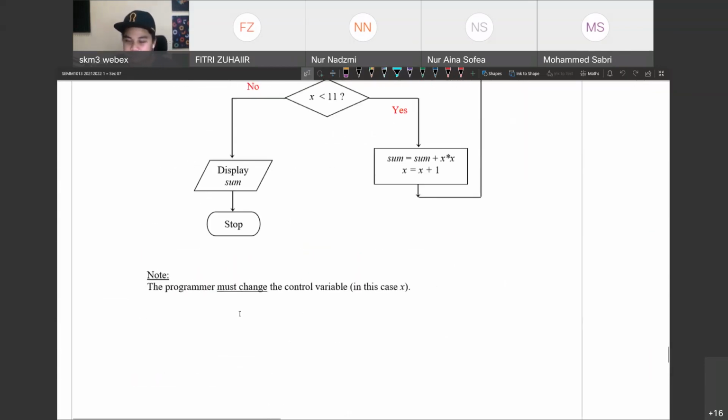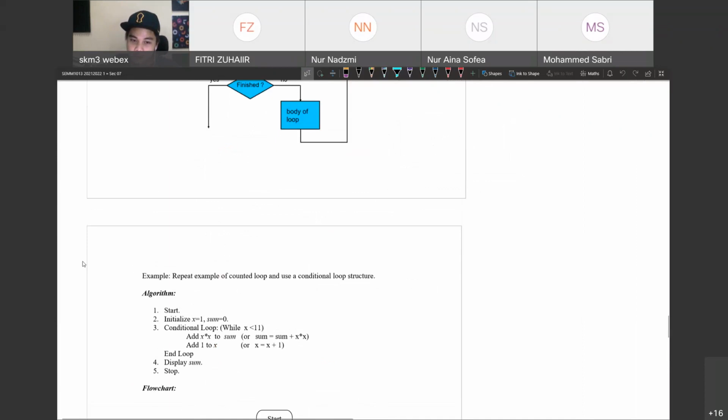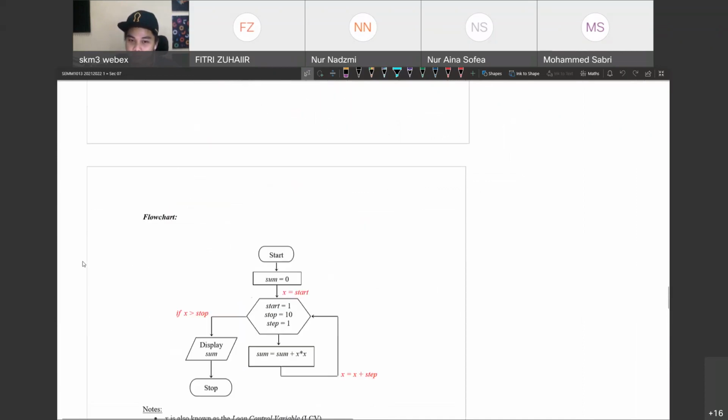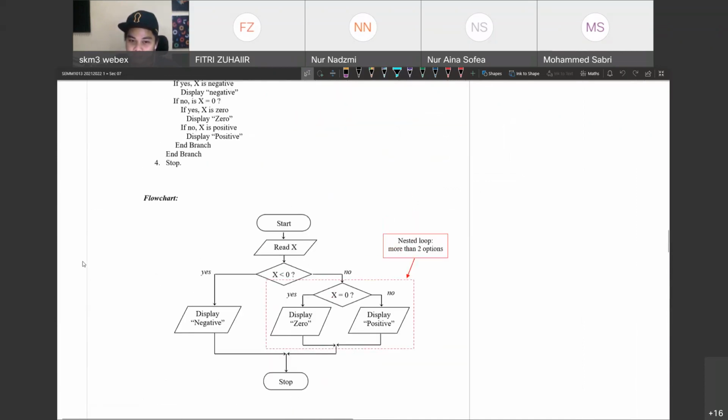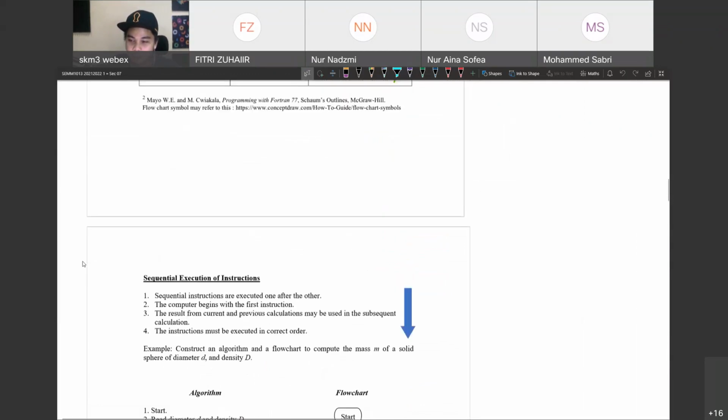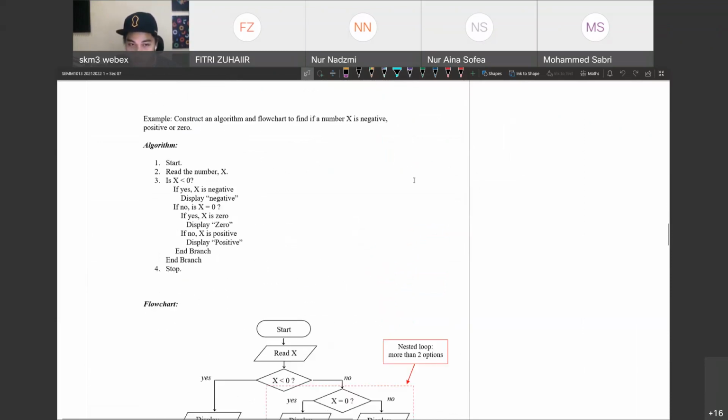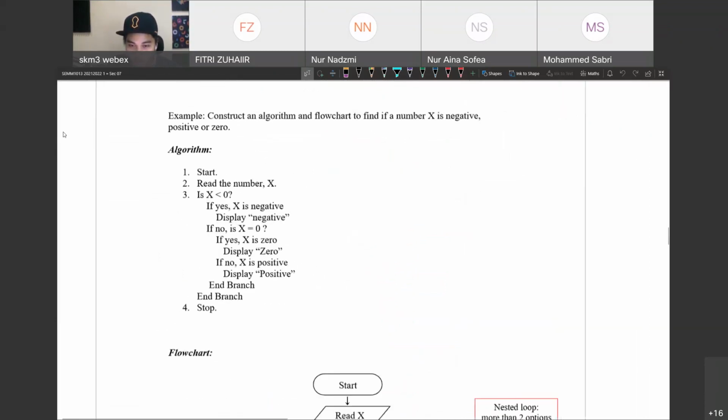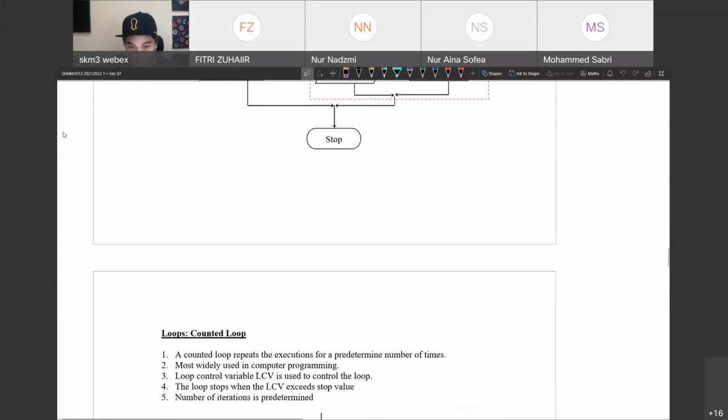So basically that's the idea of conditional loop, counted loop, branching, and sequential operation. Now I will have the activity prepared for you.